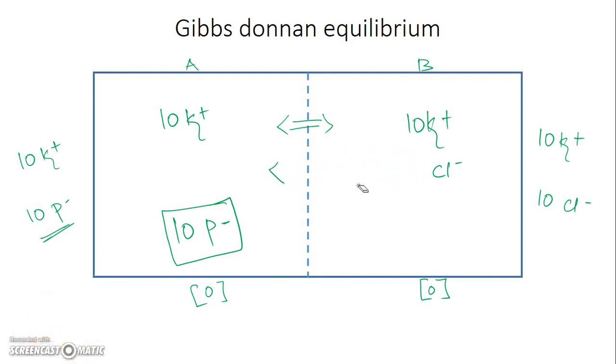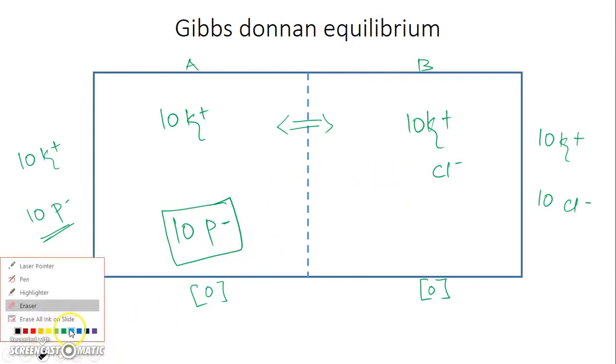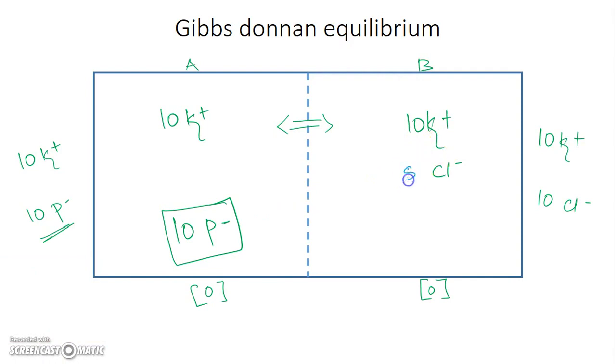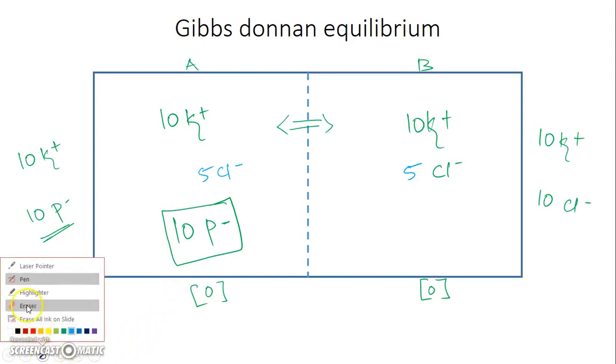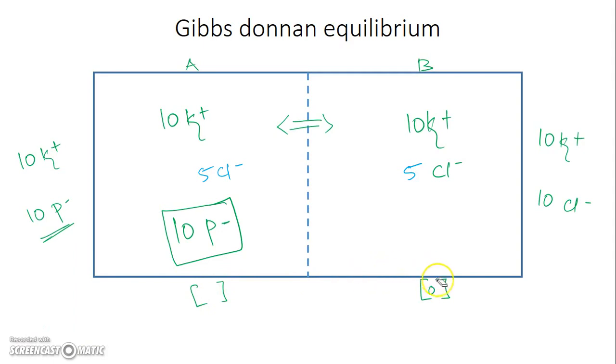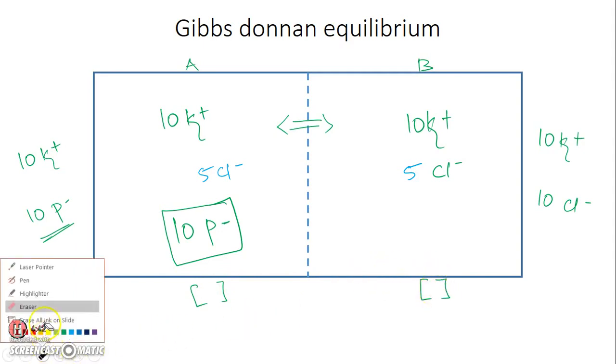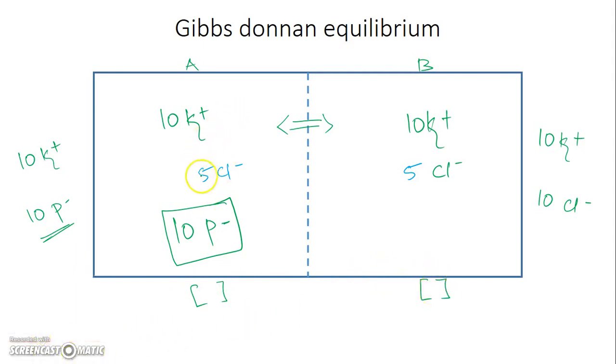So what will happen if this is allowed to undergo equilibrium? This chloride moves from the 10, it attains an equilibrium. Let's assume here it becomes 5 and here it becomes 5 molecules. Now at this point of time we don't have equal distribution of charges on both sides, isn't it? The number of ions on this side is positive 10 but negative 15. So we have 5 negative charges which are extra on this side. We have 5 positive charges extra on this side.